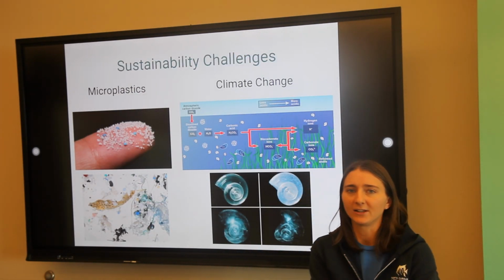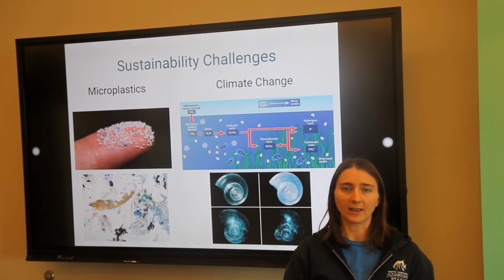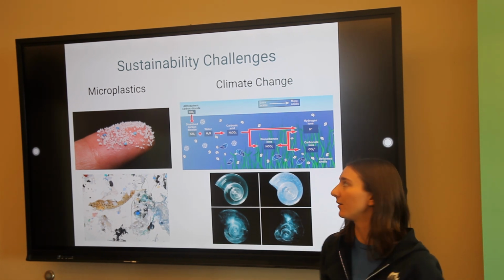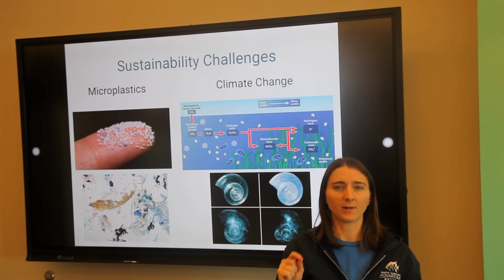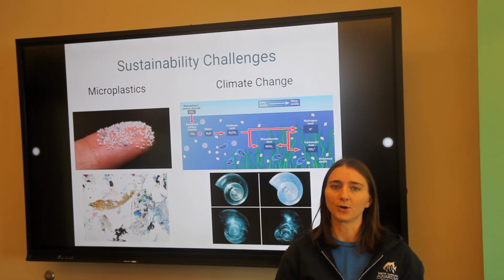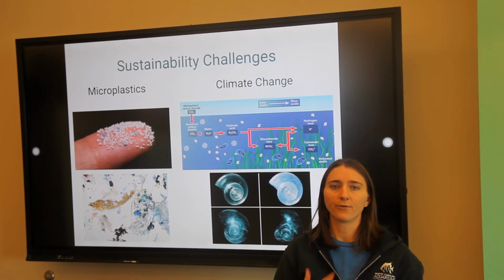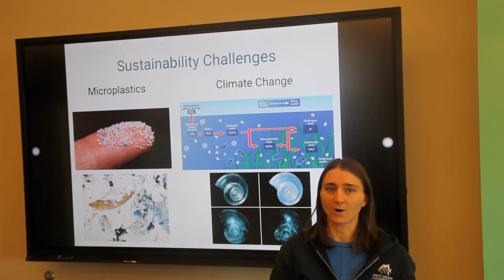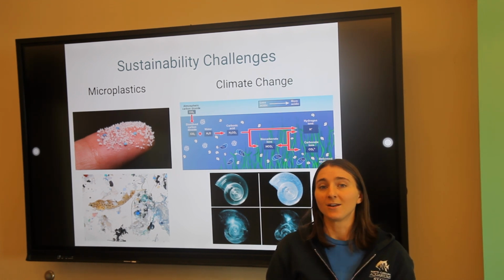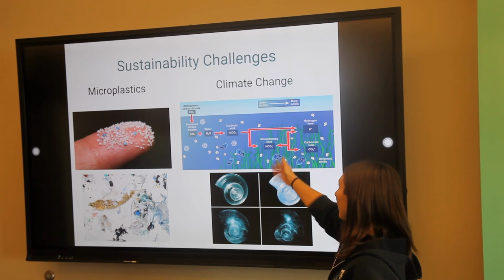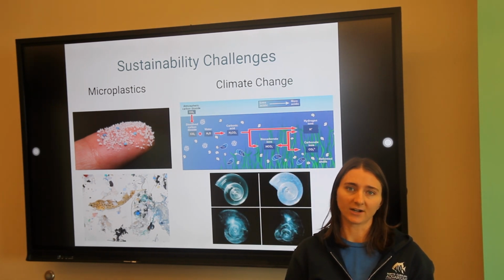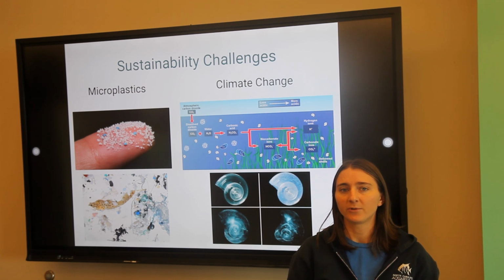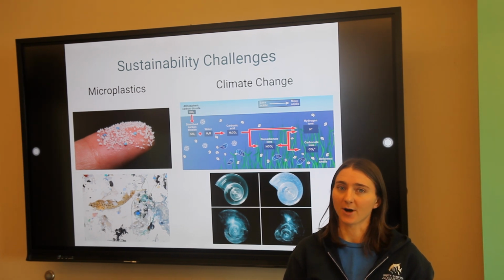There's some sustainability challenges with the ocean, and that's starting to affect our plankton as well. First of all, we have microplastics, which are teeny tiny pieces of plastic from when plastic ends up in the ocean. It breaks down over and over and over again, and it's not good for our waters, not good for our plankton, not good for our food chain. We also have a problem with climate change, which is affecting the conditions of the ocean, and it can prevent some of our plankton from forming their shells properly.